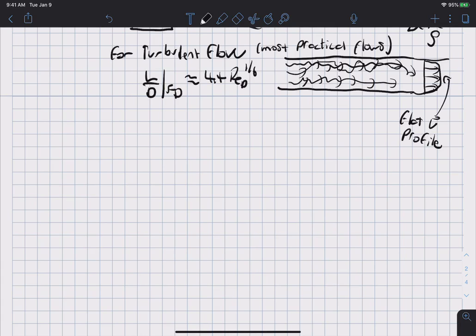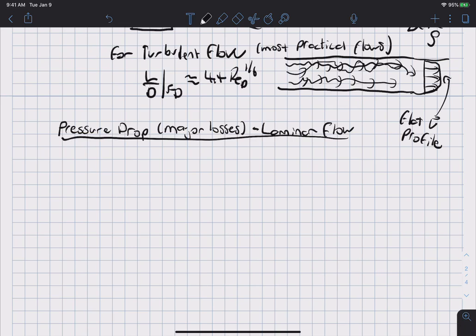Okay, so now we're going to go over pressure drop, or major losses, for laminar flow. While for practical applications laminar flow isn't the most practical thing ever, the advantage of laminar flow is we can solve the equations exactly and determine exactly what the pressure drop is. But we need some experimental results, and the analysis will actually show this.